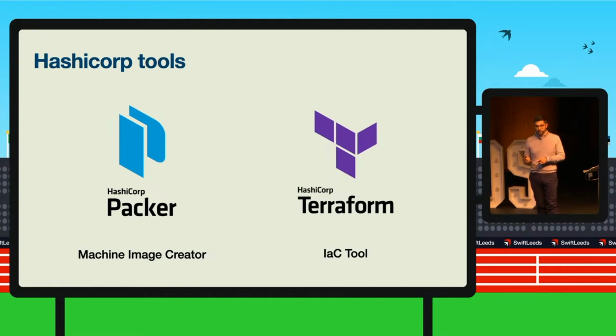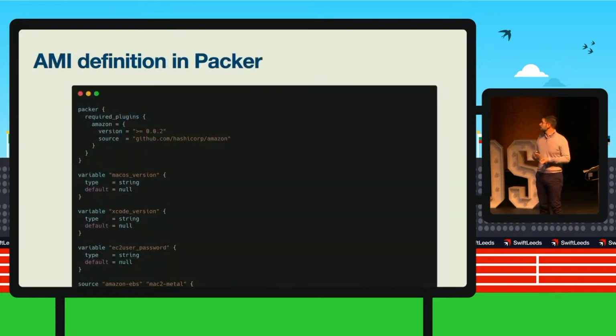And then the second tool is Terraform. We're going to use Terraform to deploy the infrastructure and deploy the AMI that we have created with Packer. All right? So we're going to see some code. It's not Swift, but it shouldn't be too scary.